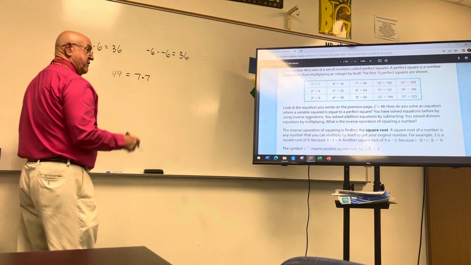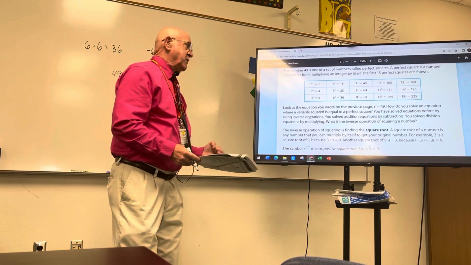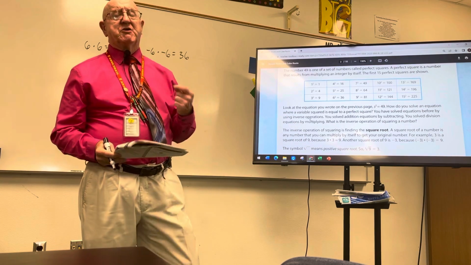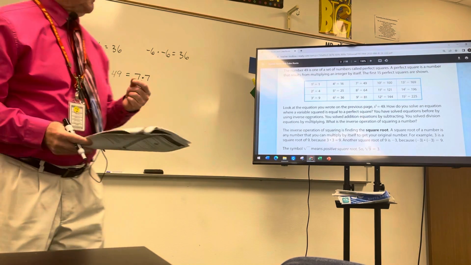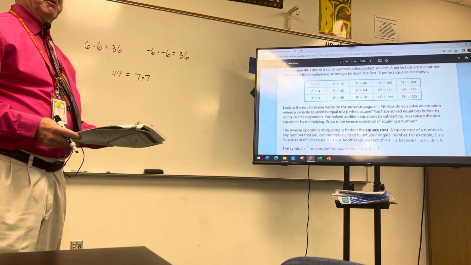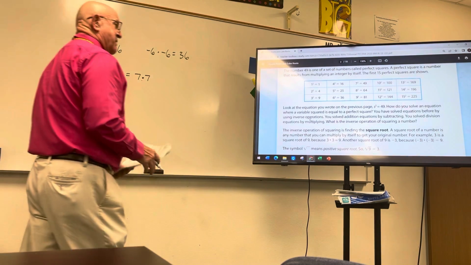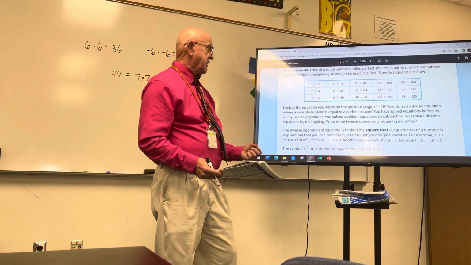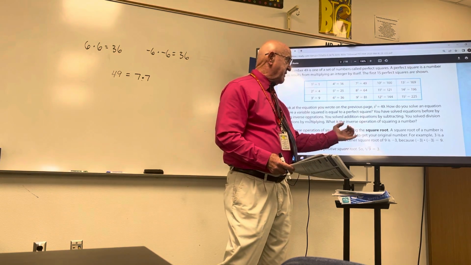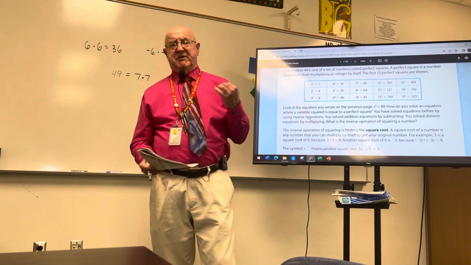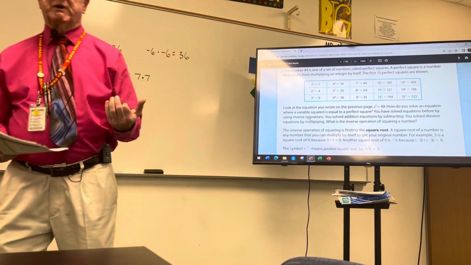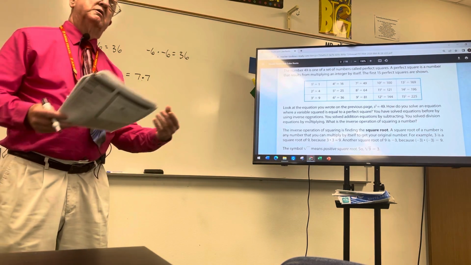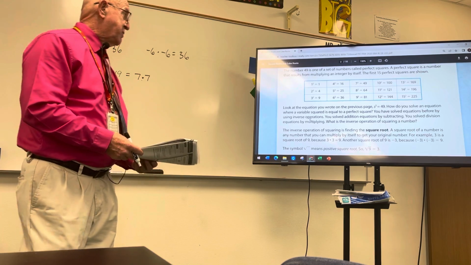And it says it there in your book, right? The square root of a number is any number that you can multiply by itself that will give you the original number. So look at the example. It said 3 is the square root of 9 because 3 times 3 is equal to 9. Another square root of 9 is negative 3 because negative 3 times negative 3 is also equal to 9. Remember, a negative times negative gives you a positive.